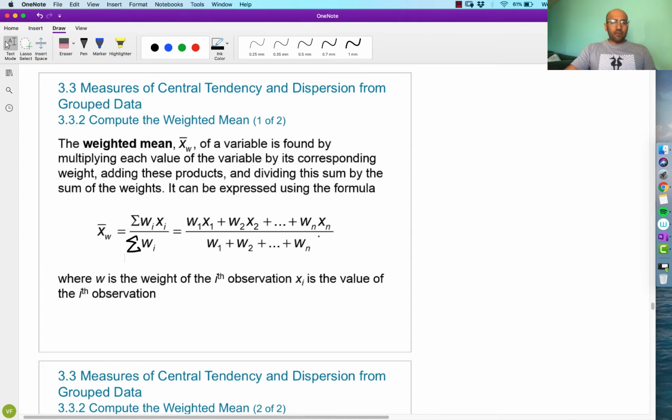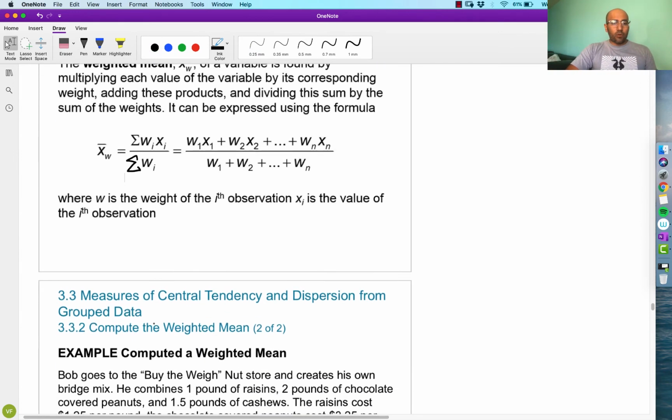Remember that this giant sigma means the sum of these multiplications, and you can expand that out to be this. Replace the i with a 1, we get this product. Replace the i with a 2, we get this product, and so on and so forth, for n values. Then we divide by the sum of the weights, of which there will be n of them, where w sub i is the weight of the ith observation, and x sub i is the value of the ith observation. Okay, so let's do an example with this.